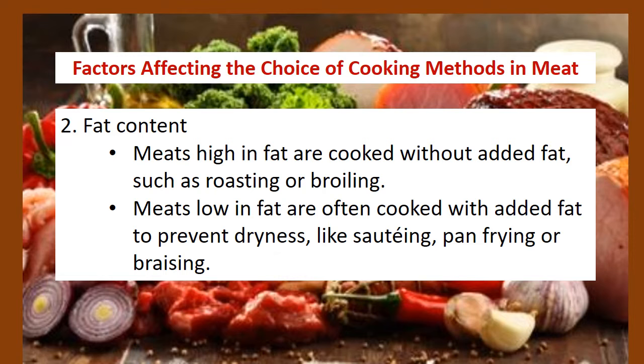Next is the fat content. Meats high in fat are cooked without added fat, such as by roasting or broiling. Meats low in fat are often cooked with added fat to prevent dryness, like sautéing, pan-frying, or braising.